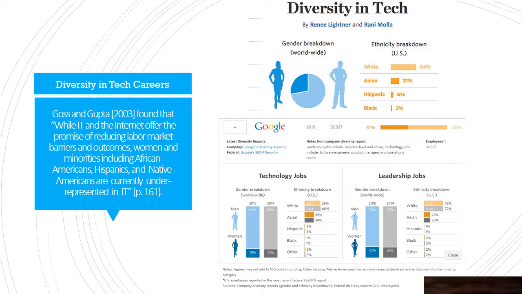IT careers demand technical expertise and a strong educational background in technology. Inadequate access to technology by those disenfranchised by the digital divide will prevent them from being a part of the IT labor force. The chart illustrated is based on a 2015 diversity report, which was published in the Wall Street Journal. Goss and Gupta found that while IT and the internet offer the promise of reducing labor market barriers and outcomes, women and minorities, including African Americans, Hispanics, and Native Americans, are currently underrepresented in IT.